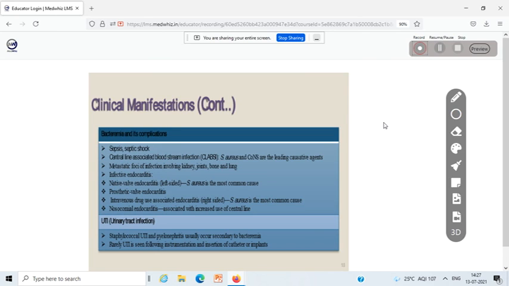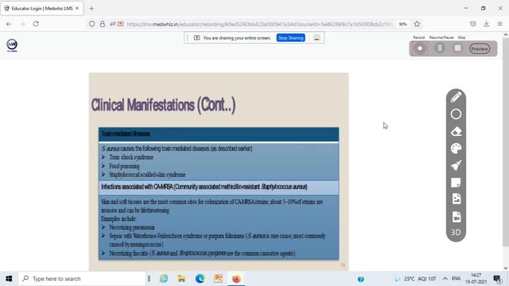Affecting the urinary tract, we have urinary tract infections and pyelonephritis. Rarely, UTI is seen following instrumentation and insertion of catheter or implants. Toxin mediated illnesses include toxic shock syndrome, food poisoning, and staphylococcal scalded skin syndrome. Then infections associated with community acquired MRSA. I'll go into detail in the later classes.